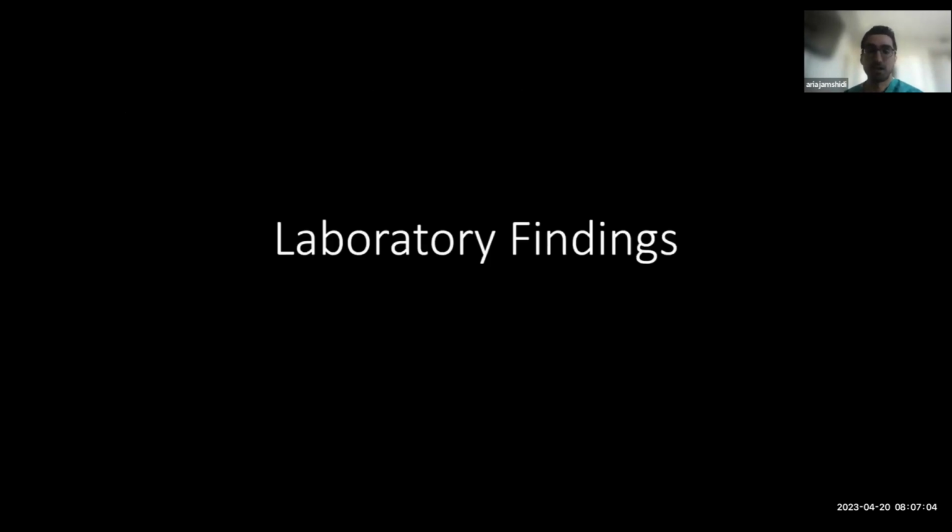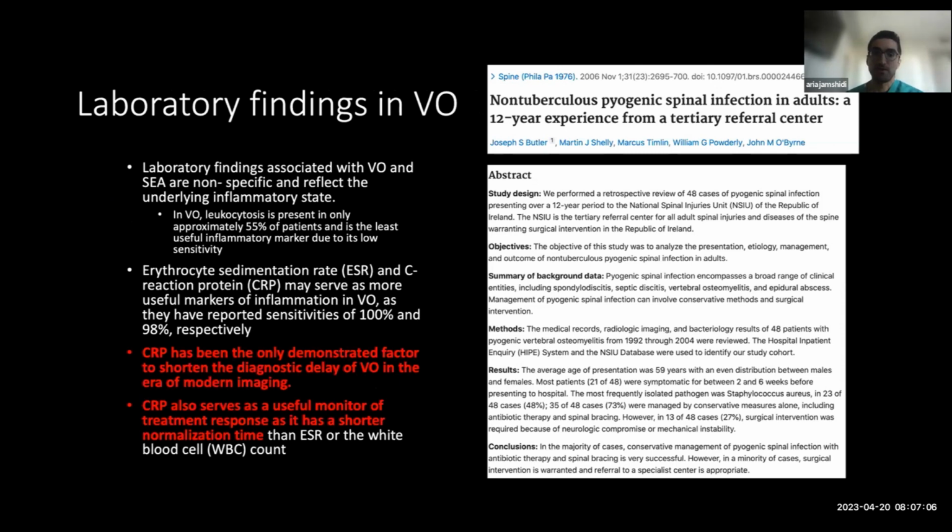So next, I want to go into the laboratory findings. I think this is super important, especially for patients that start antibiotic treatment. So in terms of laboratory findings associated with osteomyelitis and epidural abscess, I would say leukocytosis is present in only approximately half of patients. It's actually ESR and CRP, which just serve as a more useful marker of inflammation. And they have reported sensitivities of 100 to 98%.